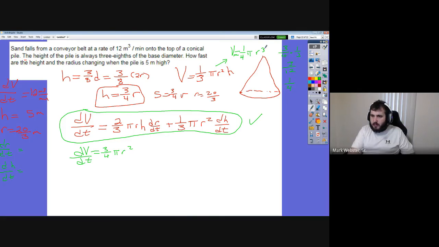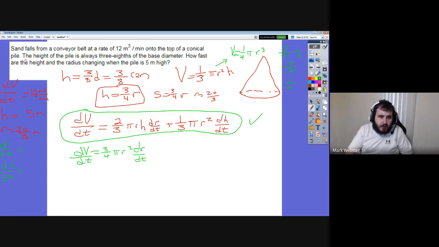Right? Bring down the 3, that's a 2 now. So this is our special bespoke cone equation. And we can find dR/dt now that we have all the other stuff, and then we can go back in and find the dH/dt.